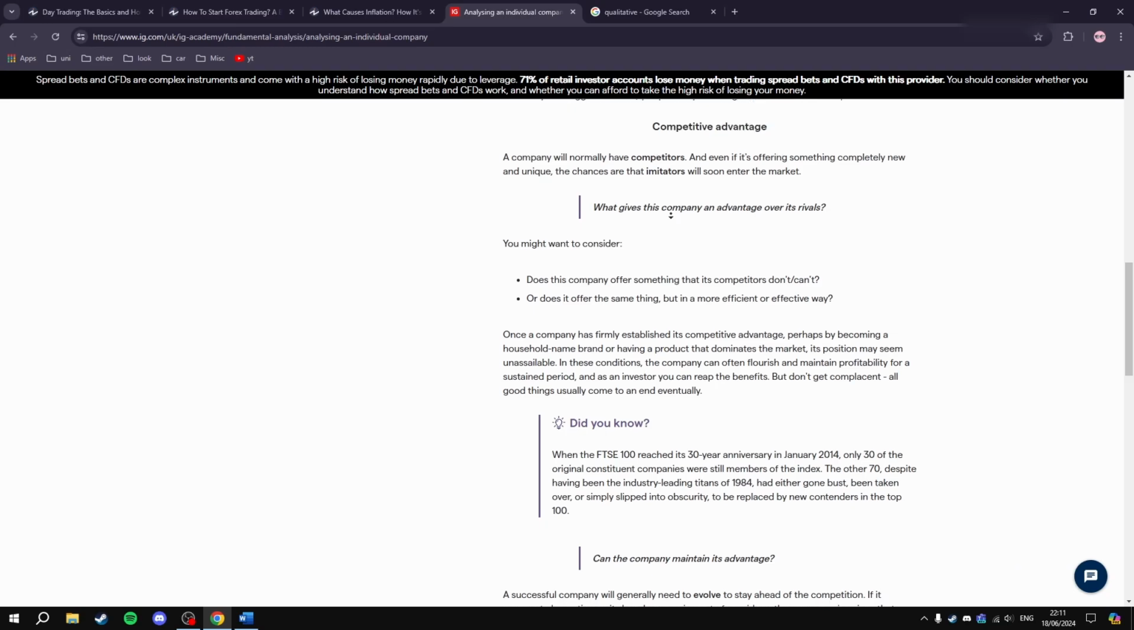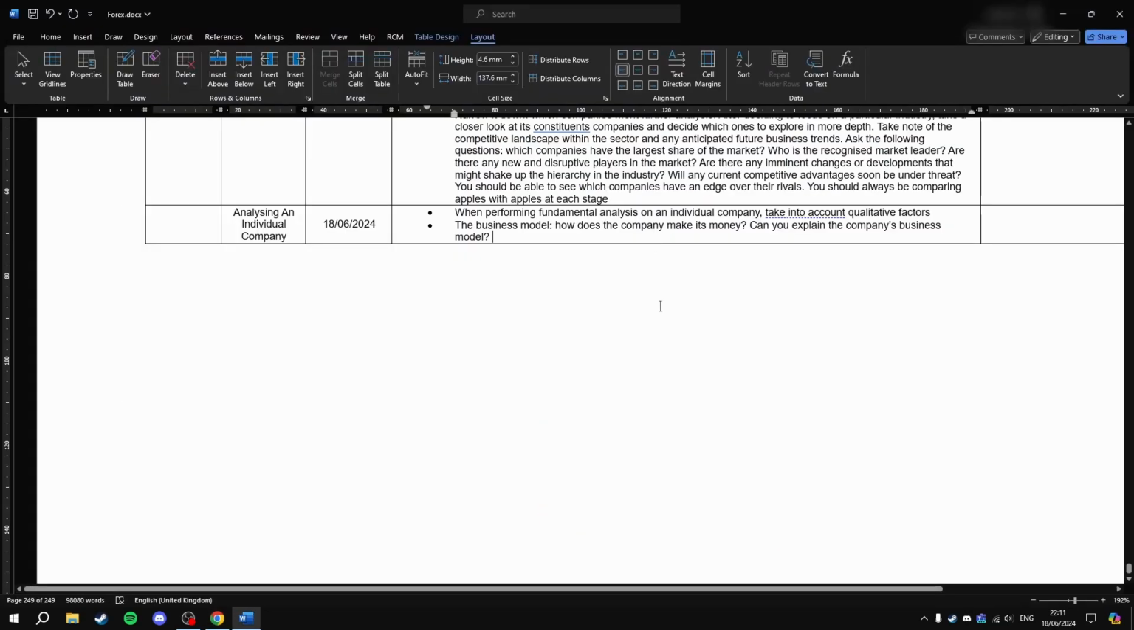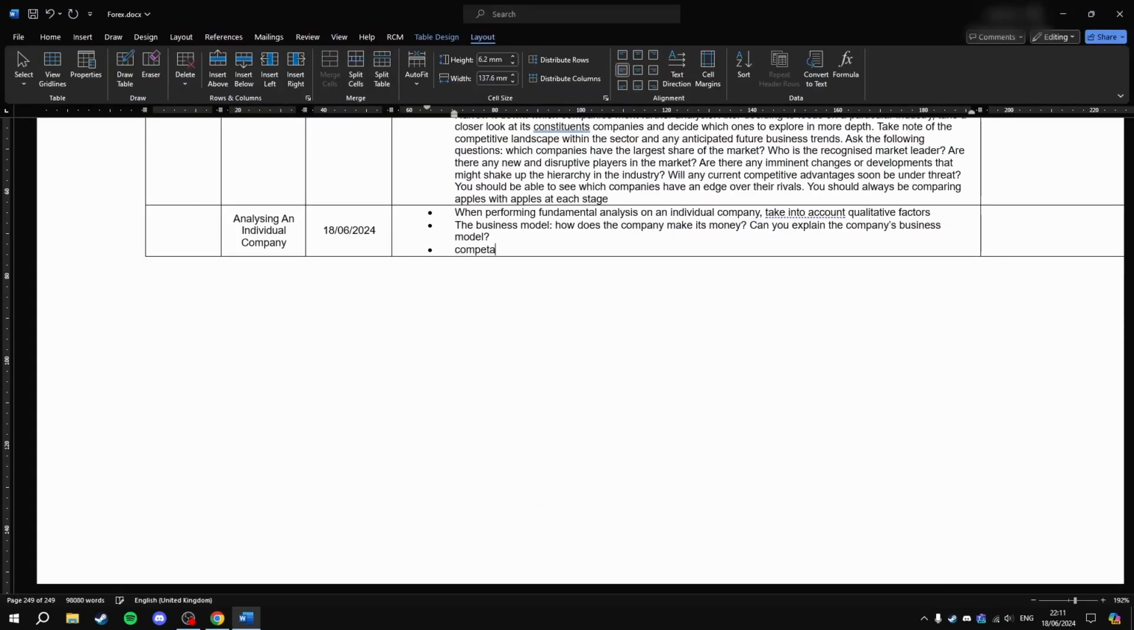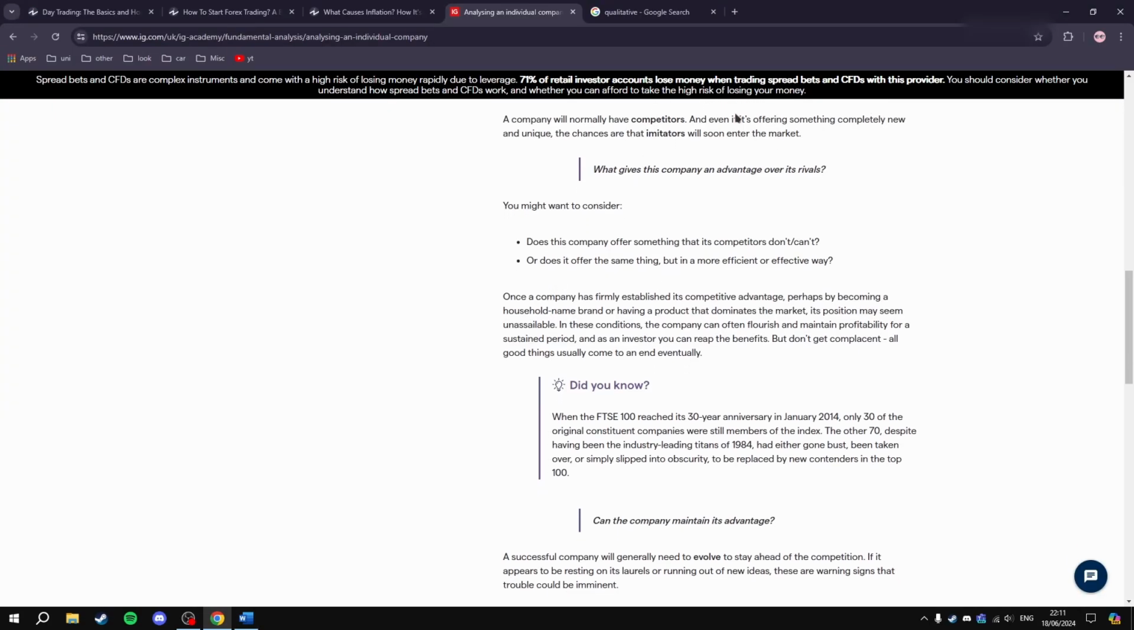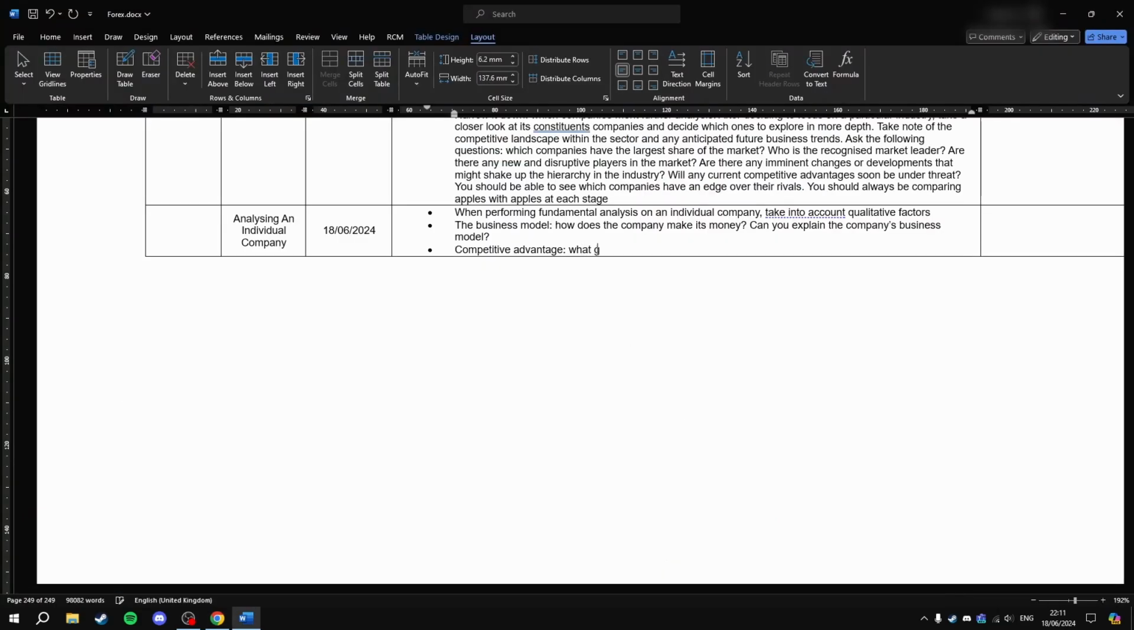Competitive advantage. A company will normally have competitors, and even if it's offering something completely new and unique, the chances are that imitators will soon enter the market. What gives this company an advantage over its rivals?